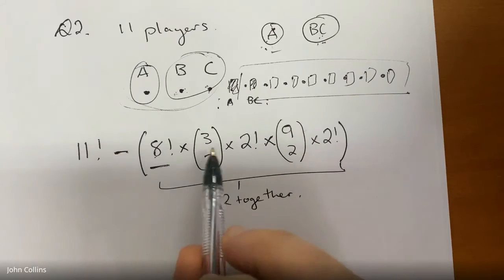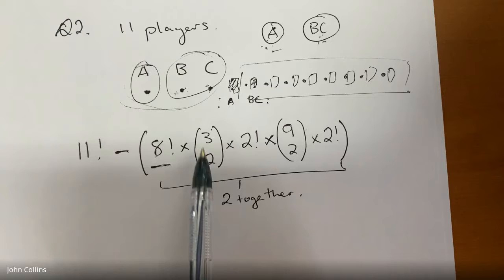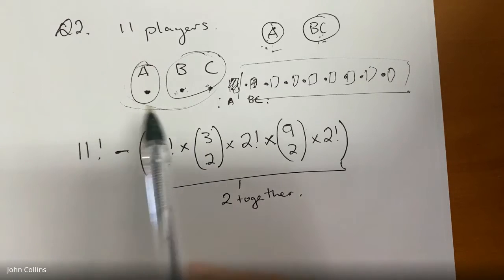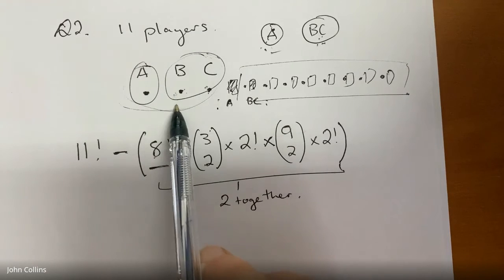Okay. Wait, can we look at just the first part of that again? So there's 8 factorial. That makes sense because there's only 8 of them left that you're arranging on their own. And then we're doing 3 choose 2. Yeah, 3 choose 2, we're picking 2 out of these 3 to be stuck together. Oh wait, and then you're multiplying by 2 factorial. Wouldn't that just be the same thing as doing 3P2?